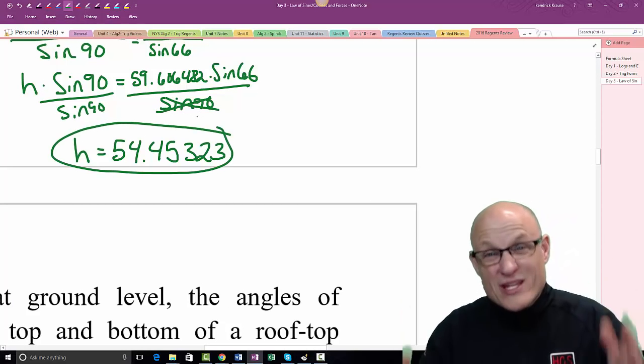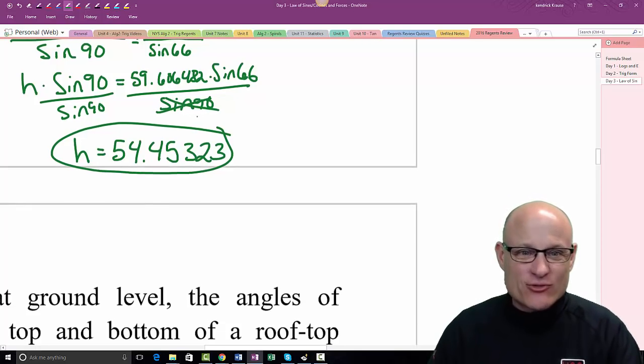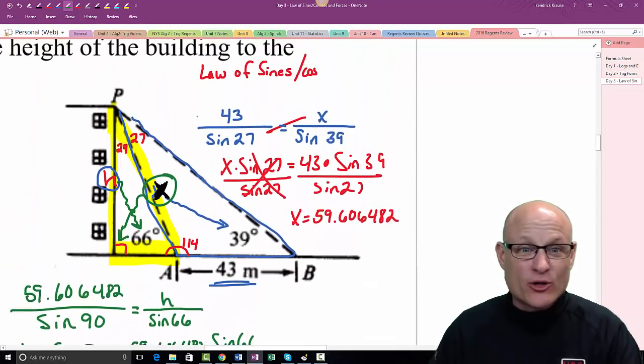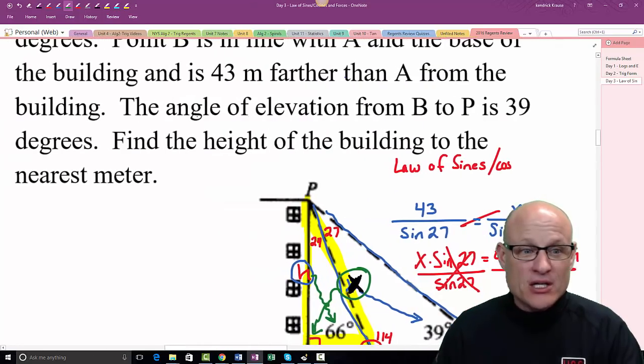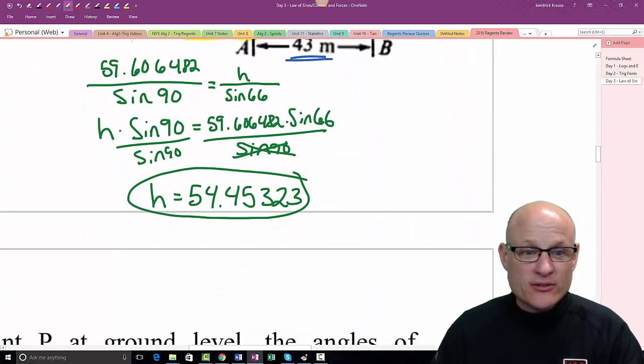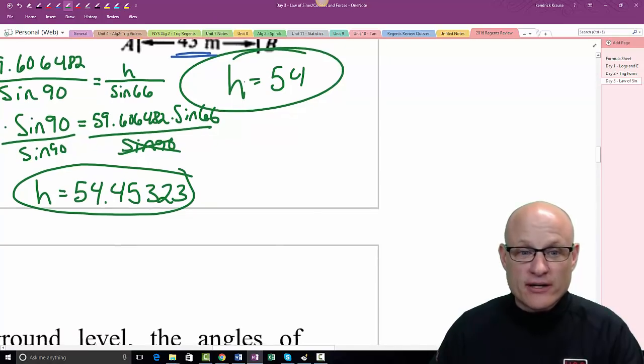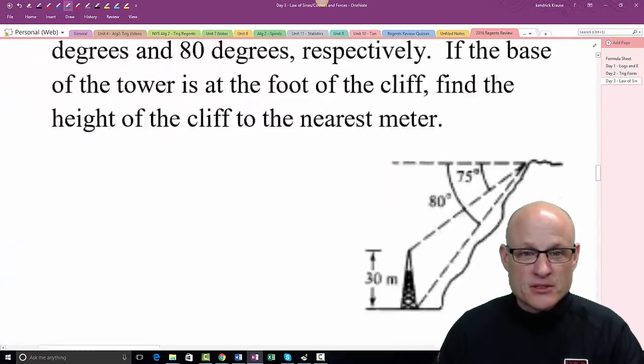This is the only answer that can be rounded. Do not round early. I cannot stress that enough. Do not round early. It's going to be a problem. Nearest meter. So my final answer is h equals 54. You don't need to put units on it. All right, we're moving on.